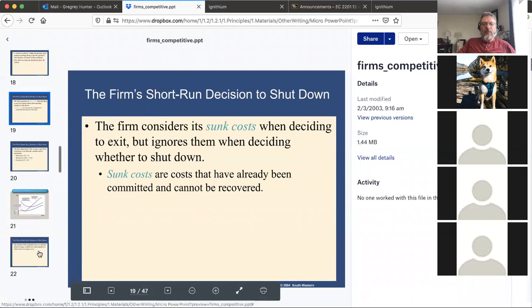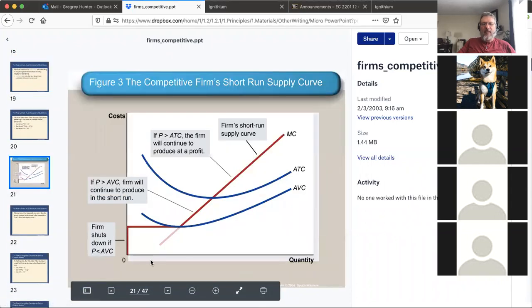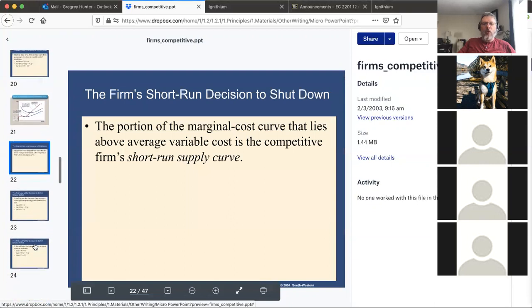So yeah, this is what the firm's true supply curve looks like, and notice how it produces nothing when the price is below the average variable cost, and then once the price jumps above the minimum of average variable cost, the firm produces according to its marginal cost curve. Okay.